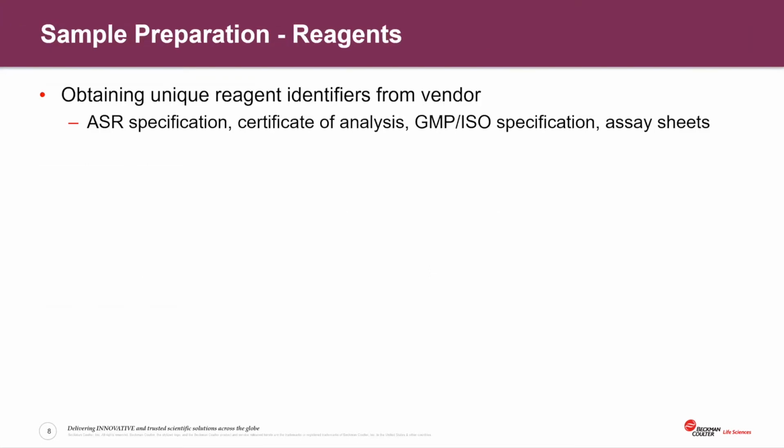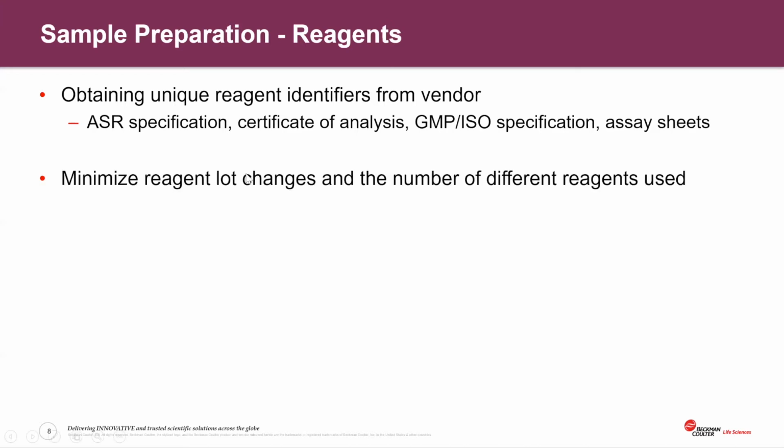So with respect to sample preparation and reagents specifically, we've discussed the ASR specifications. This just goes to say that if you have the capacity to obtain unique identifiers and QC of the reagents from the vendor, do so, because it's going to ease your life. ASR specifications, certificate of analysis, GMP, and ISO specifications are all documentation that the vendor provides to you, which basically gives you the QC of the sample and eliminates you from having to do so on your own.